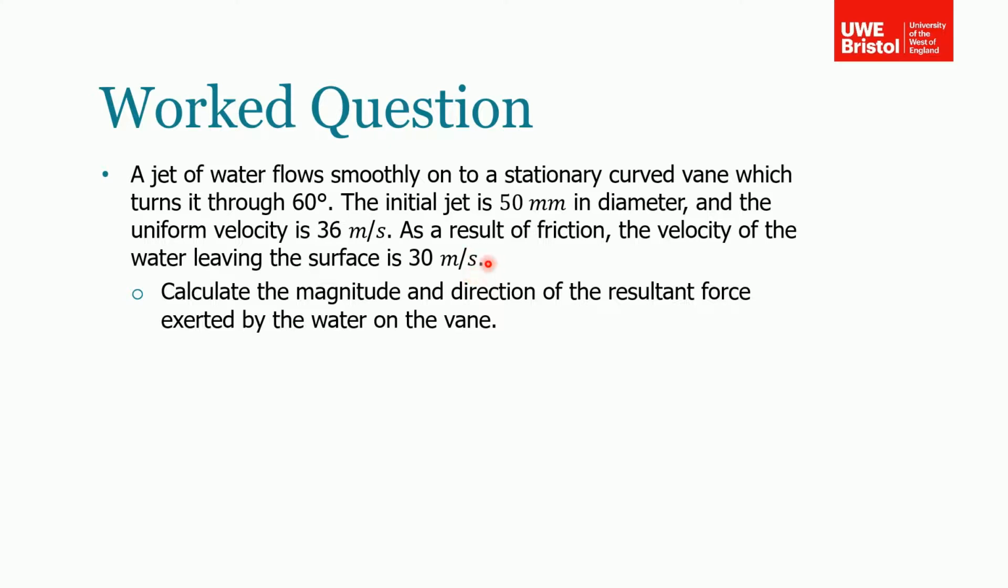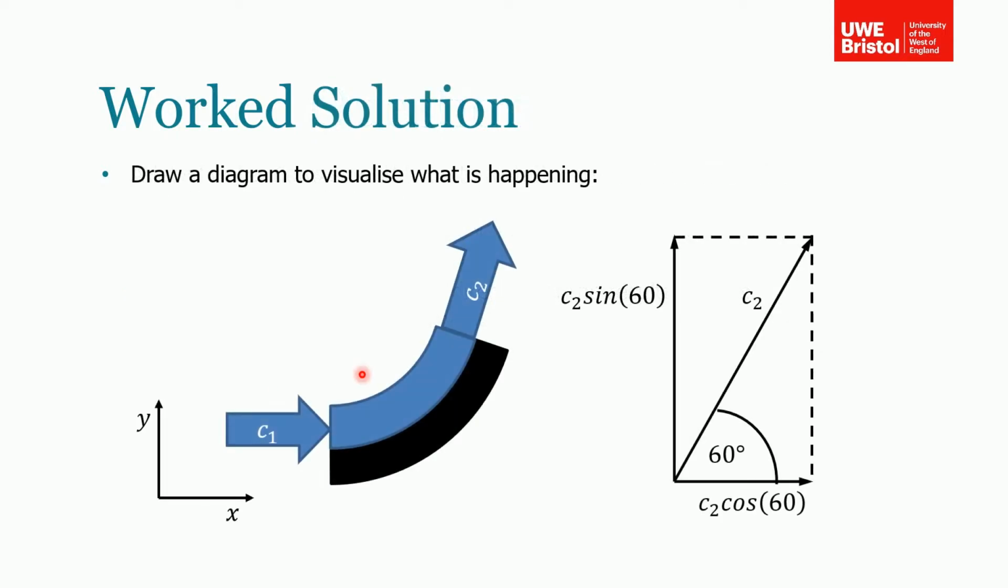So in the lecture, I said that if we're ignoring friction effects, the inlet and outlet velocities will be the same. But clearly in this question, we're told to include friction, but it doesn't matter because we're told what the exit velocity is. And we're asked to calculate the magnitude and direction of the resultant force exerted by the water on the vane. So it's always good to draw a diagram to visualize what's happening.